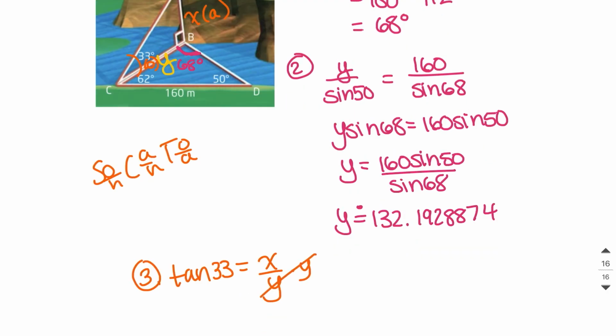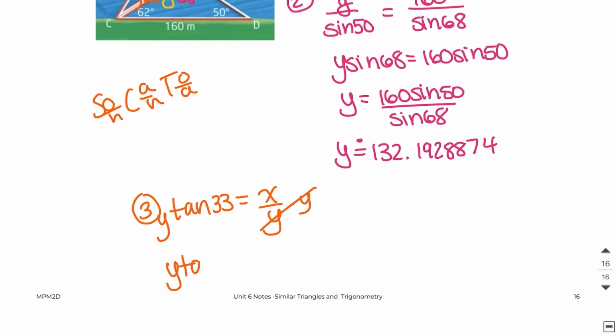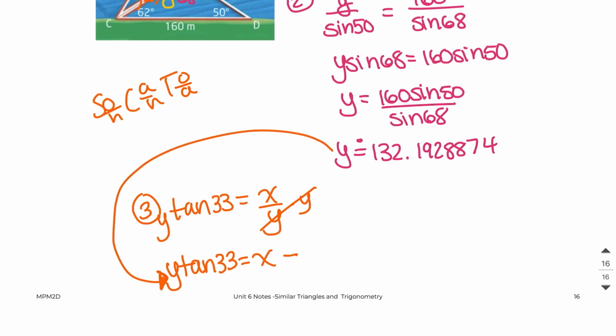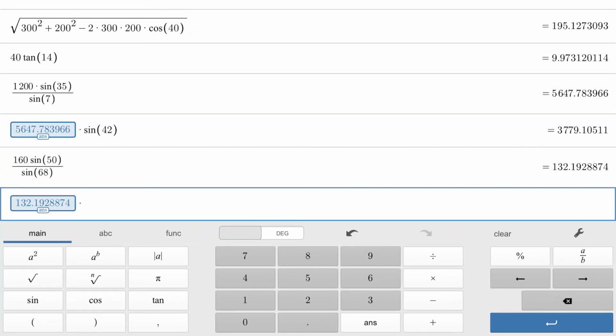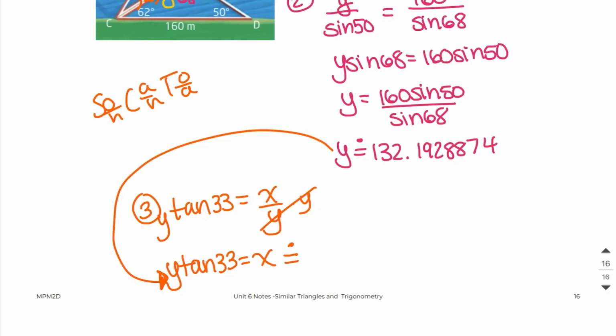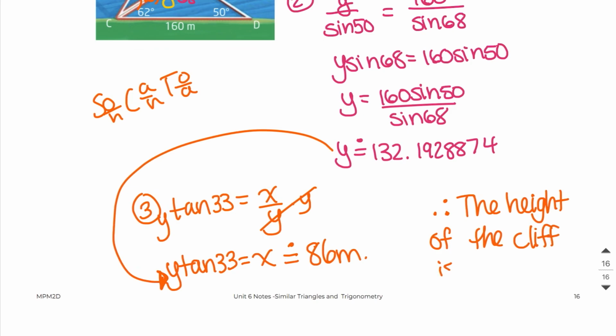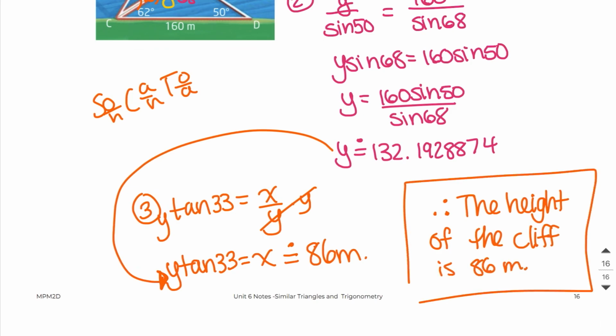Multiply both sides by y, and I end up getting y tan of 33 is equal to x, where we know that y is this number right here. So this ends up becoming, I'm going to take my answer, and I'm going to multiply that by the tangent of 33, and I end up getting approximately 85.8. And then when you round this to the nearest whole meter, you end up getting 86 meters. So here we can say, therefore, the height of the cliff is 86 meters.